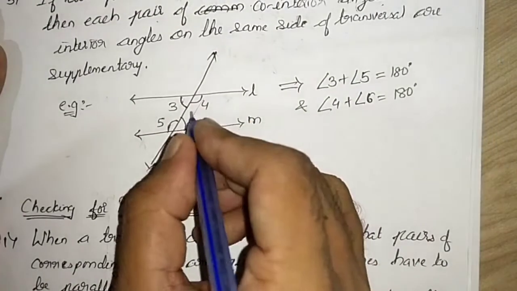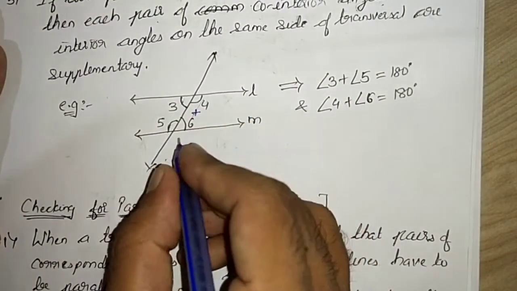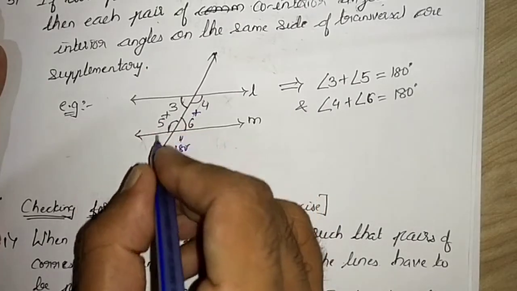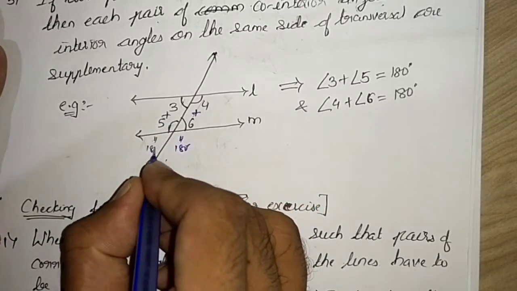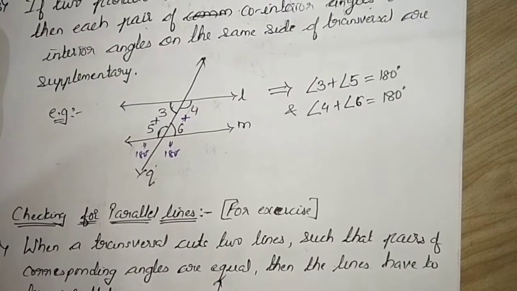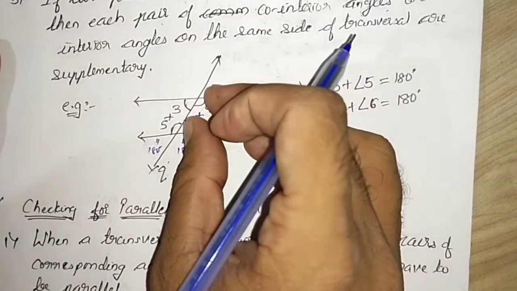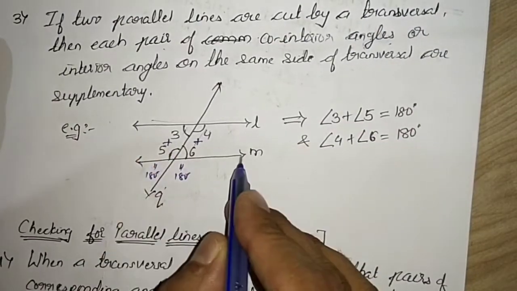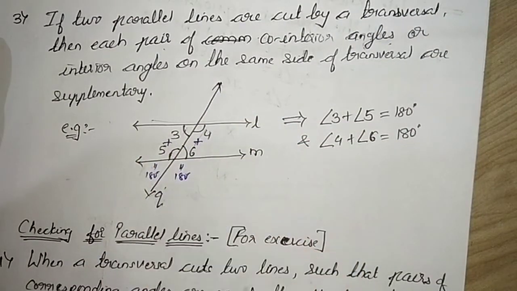That means if you add them, 4 plus 6, you will get 180 degrees. 3 plus 5, you add them, you will get 180 degrees. Are you all getting this? Both of these will be 180 degrees, but the condition is the two lines must be parallel and cut by a transversal, then only.